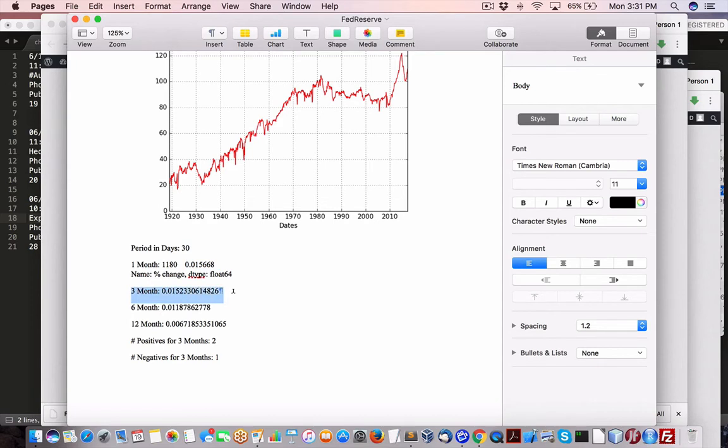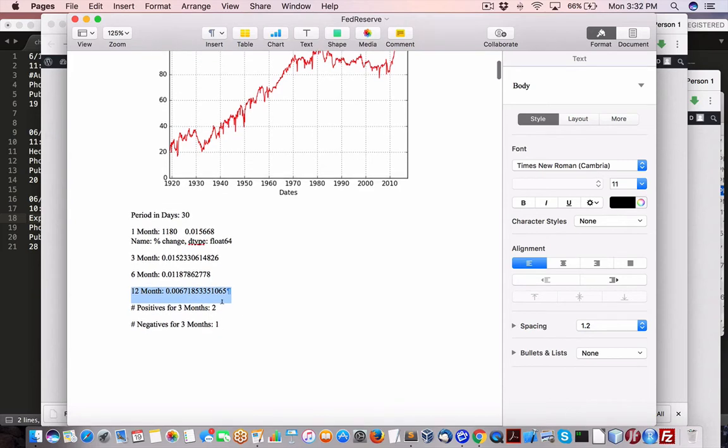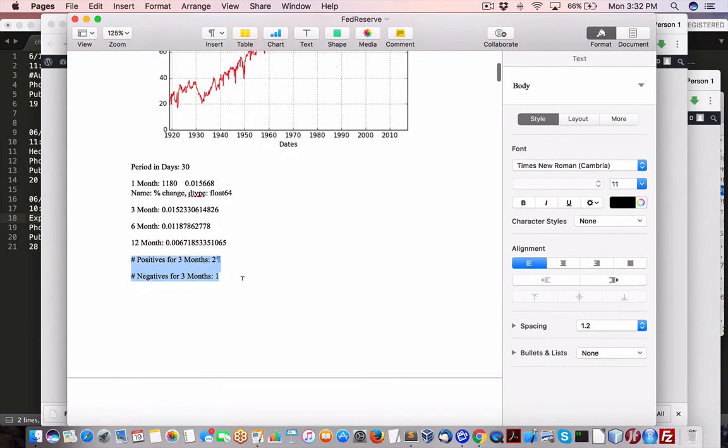And then the 3 month is the average over the last prior 30 days. So the last 3 months worth of data. So this is the average. And then again, the 6 months and the 12 months. So what we're looking for is the general trend. But the thing here that we're really looking for is momentum of how things are looking.